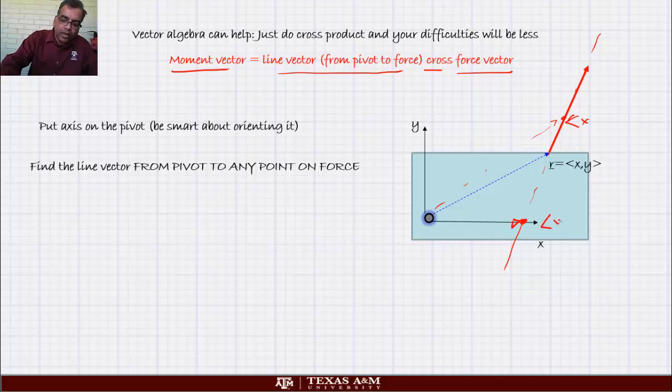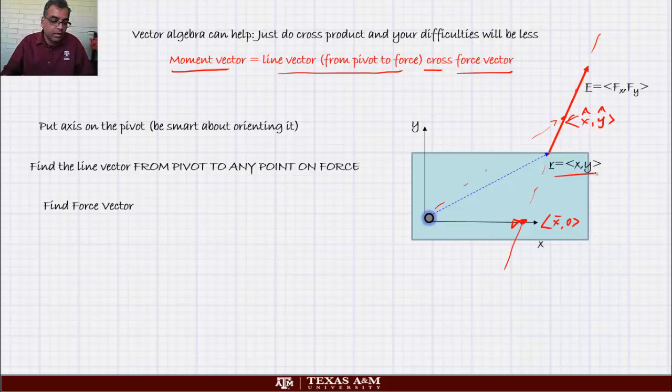So this will be x bar comma 0, whatever I mean. You see what I mean? This will be x hat comma y hat. This is x comma y. Pick something along the line. Very good. Then find the force vector, which is F. F is fx, fy. So now you have R is x, y, and F is fx, fy.